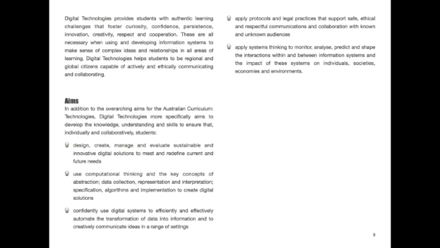So there will be the understanding of computational thinking. We've got our key concepts of abstraction, data collection, representation, and interpretation, and we'll talk about those in greater detail next week. Next aim is to confidently use digital systems efficiently and effectively to automate the transformation of data into information and to creatively communicate ideas in a range of settings.